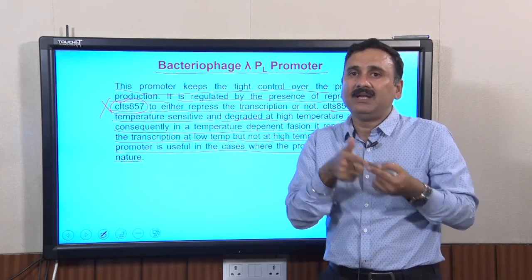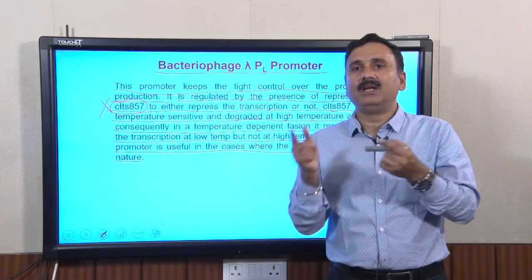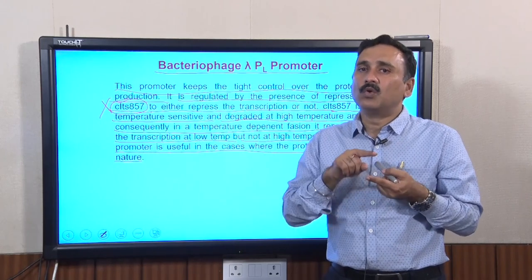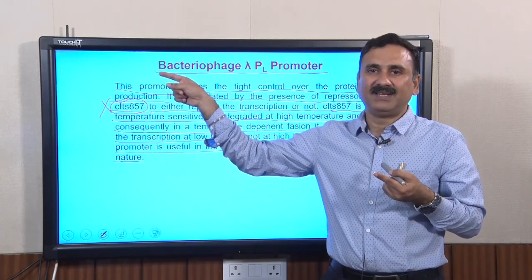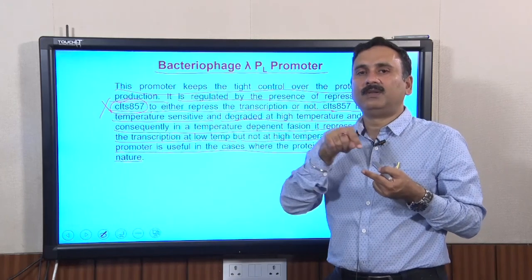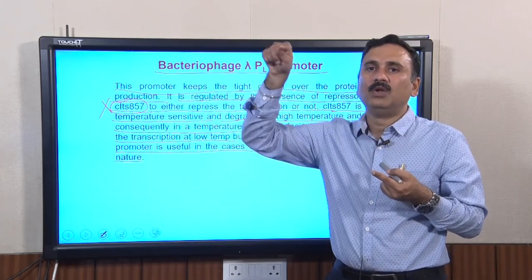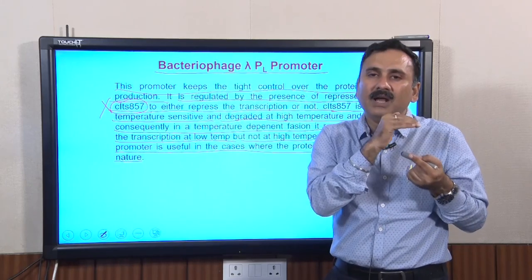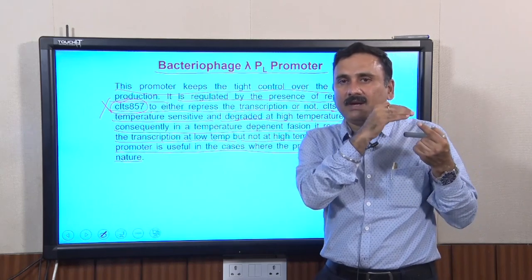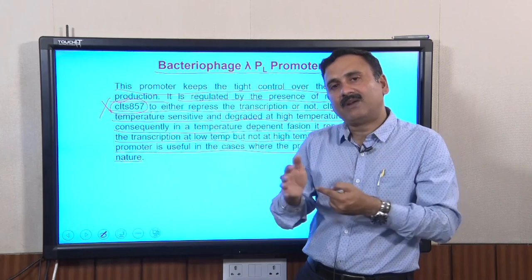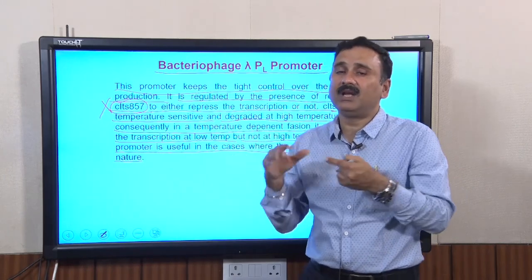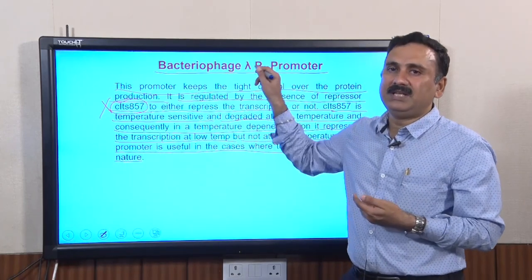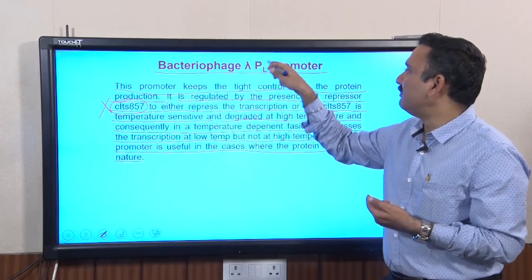So suppose you inoculated the bacteria into the media, it will not let the bacteria grow and reach a certain growth stage, which means it will not let the bacteria grow from the lag phase to the log phase and then the stationary phase. The bacteria will be in the lag phase, and in that lag phase itself the toxic protein will be produced and it is going to kill the bacteria. So to avoid that, you put the gene under the control of this particular type of promoter.